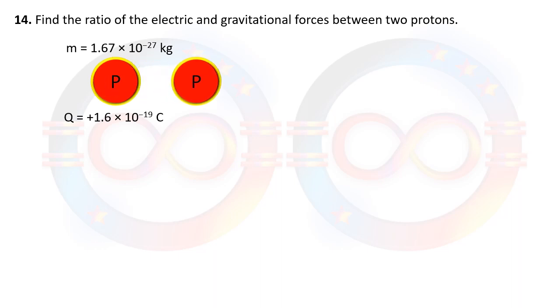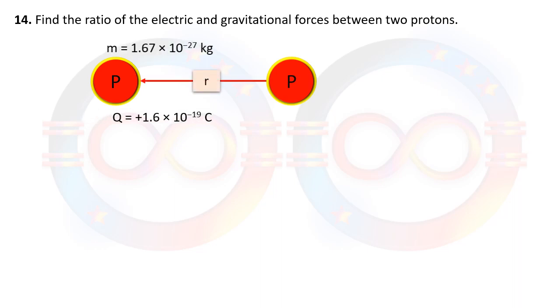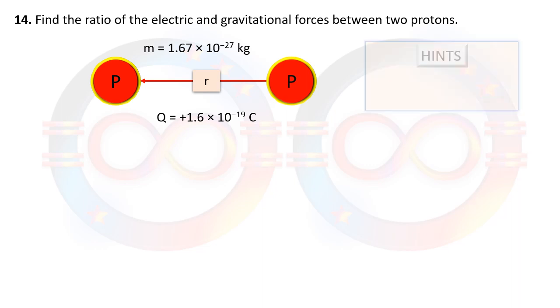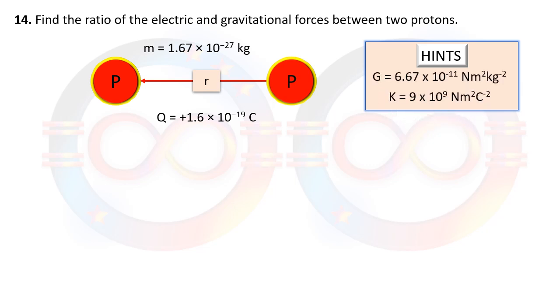We can consider that two protons are separated by a distance r. Then, because of their mass, the force will be gravitational attraction, and because of their charge, the force will be electrostatic repulsion. So we will have the formula of the gravitational force between two protons because of their mass, and the force of repulsion between two protons because of their charge. We must know the value of the universal gravitational constant and the constant 1/(4πε₀).